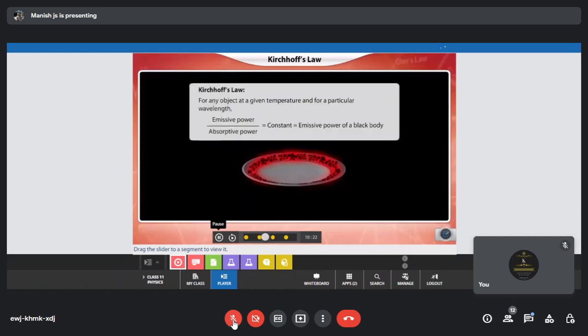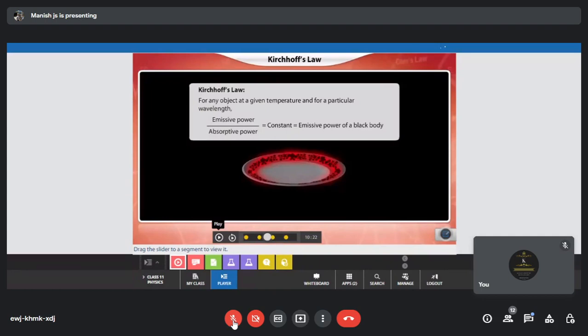According to Kirchhoff's law, the ratio of emissive power to absorptive power for a particular wavelength at any given temperature is constant for all bodies and is equal to the emissive power of a black body at the same temperature corresponding to the same wavelength. So this is called Kirchhoff's law, based on the pronunciation. So here they are talking about emissive power versus absorptive power.